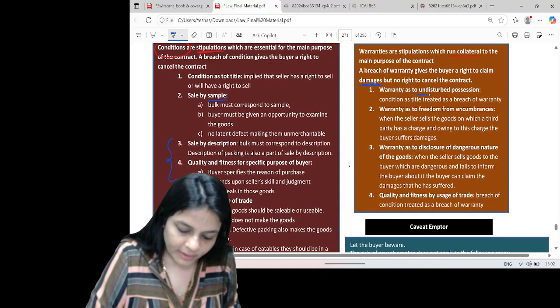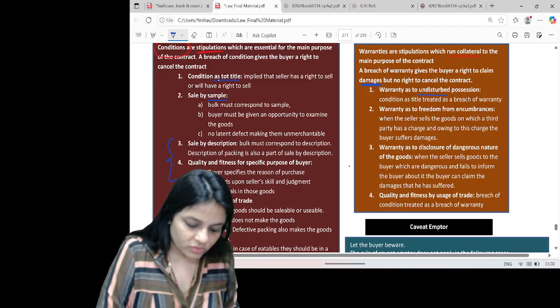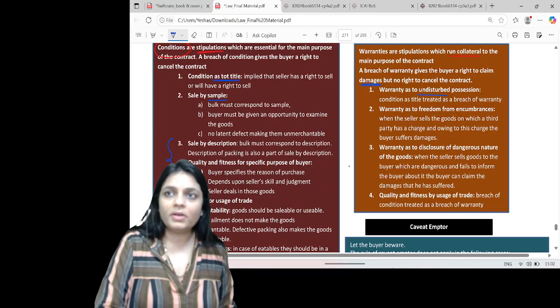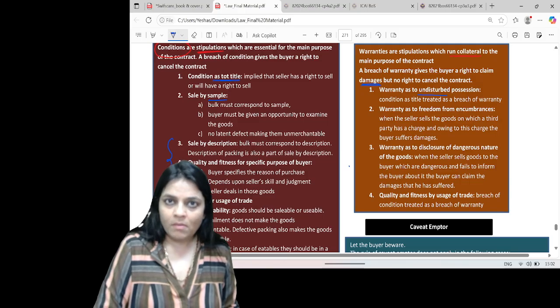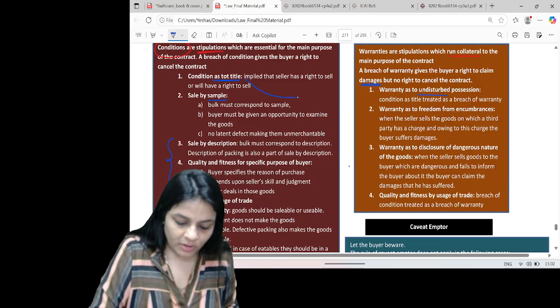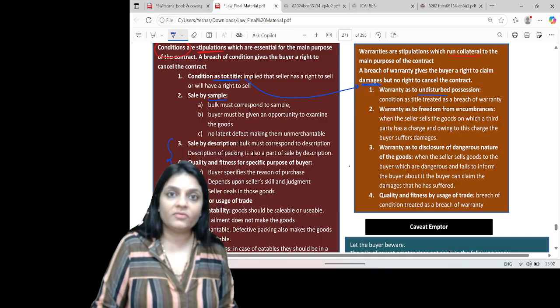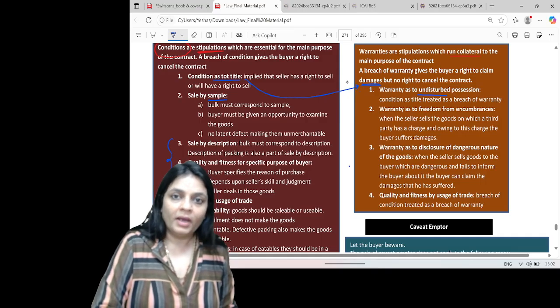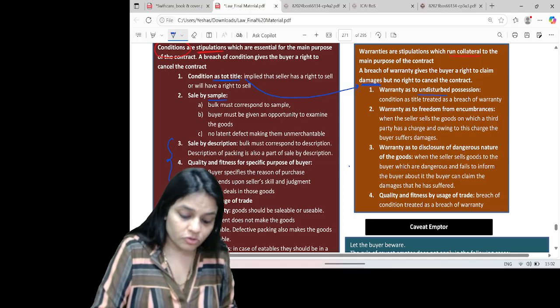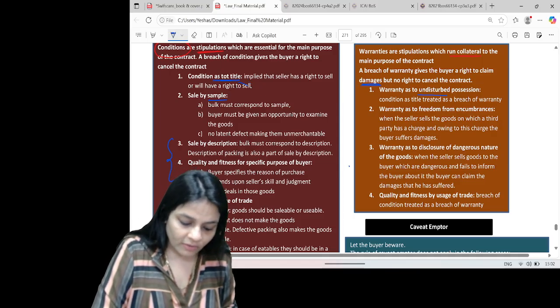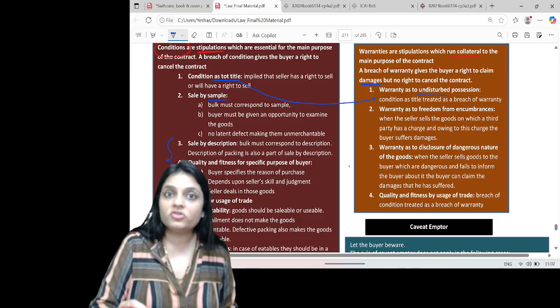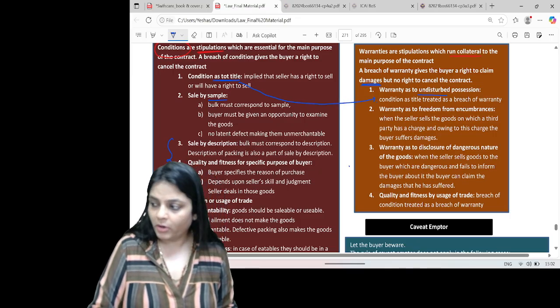The first warranty is nothing but condition as to title. In condition as to title, you must have claimed the whole price. But instead of claiming the whole price, you only claim the damages. You have treated a breach of condition as a breach of warranty. It was a breach of condition as to title. You should have claimed the whole price, but instead you only claim the damages.